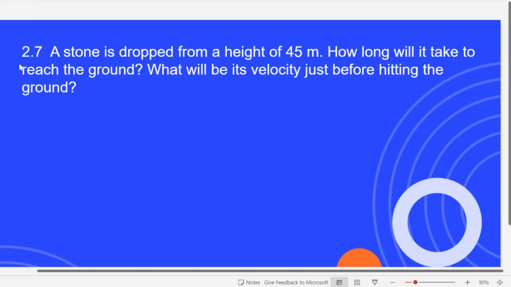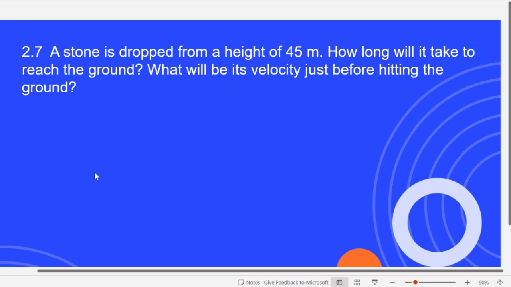Dear students, today we will solve numerical number 7 from chapter number 2. This is physics from class 9. The statement is: a stone is dropped from a height of 45 meters. How long will it take to reach the ground? What will be its velocity just before hitting the ground?